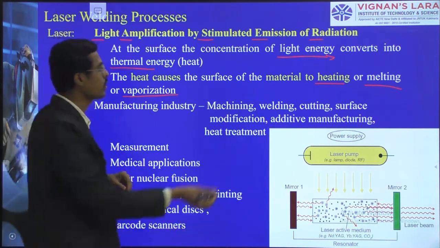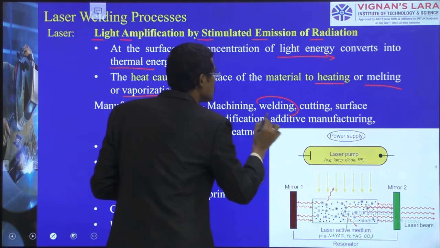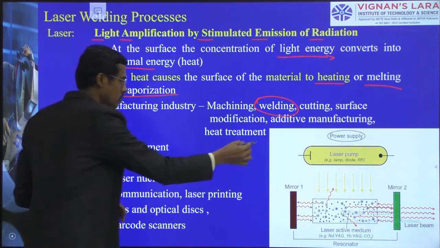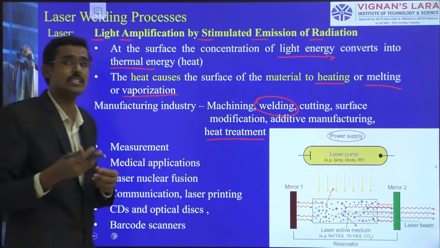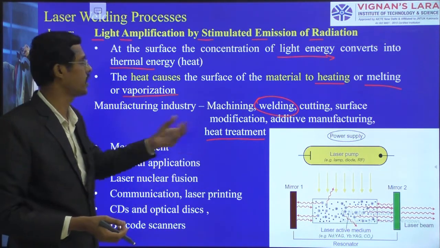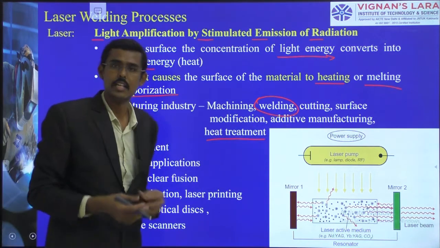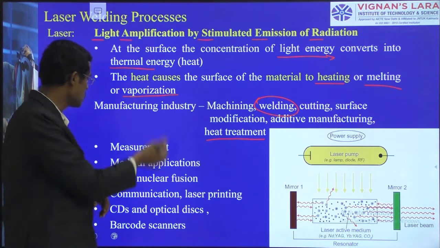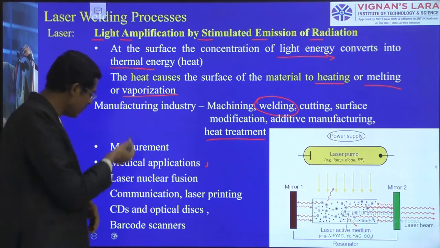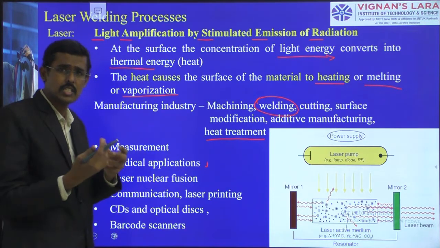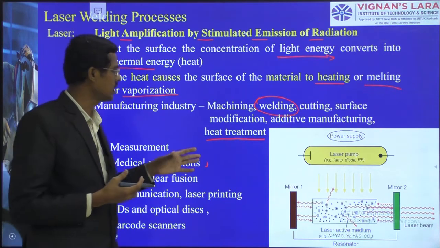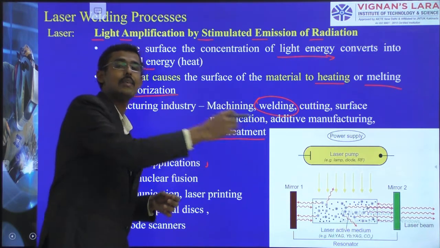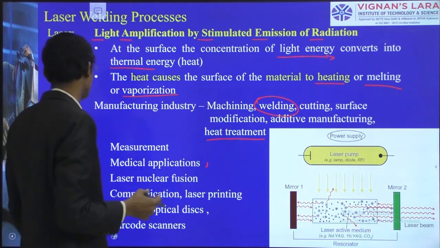In manufacturing, we use lasers for machining, welding, cutting, surface modification, additive manufacturing, and heat treatments. It depends on the intensity of heat: if it is low, we can heat treat; if it is very high, we can cut; if it is moderate, we can go for welding and melting. There are also measurement and medical applications, so there are various applications. In recent days, it is finding more advantages than other welding processes.